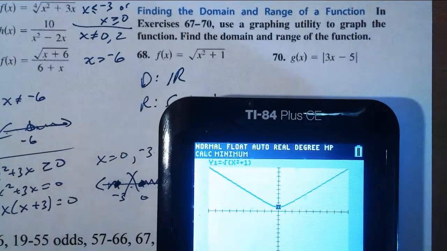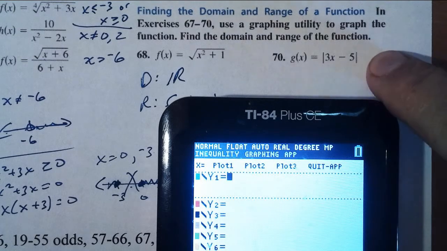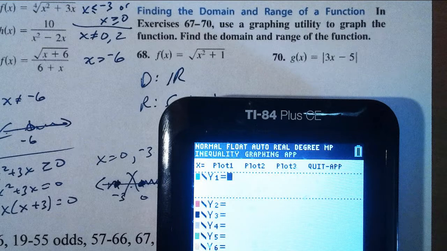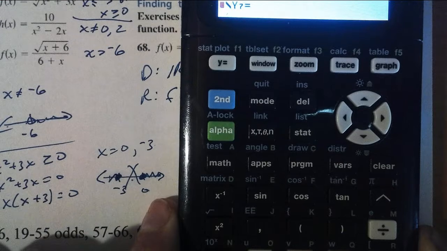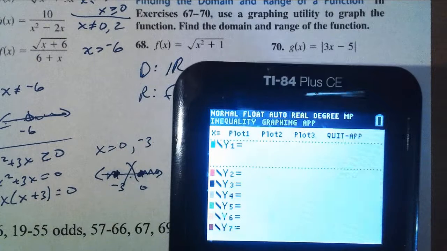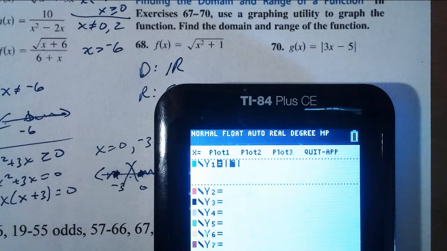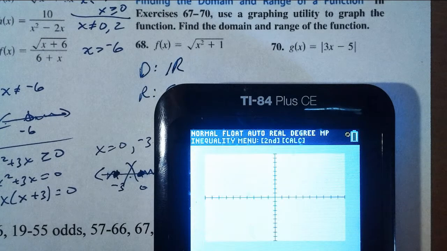So for 70, I'm going to go back into y equals, clear this. To get an absolute value sign on your TIs, a very easy way to do it is to go to second 0, which is our catalog, because absolute value is going to be early in our alphabetic. There's other ways to find it, but I'm going to go second, and then hit catalog. And absolute's the very first choice. Then I'm going to have 3x minus 5. And I'm going to graph that in Zoom Standard.